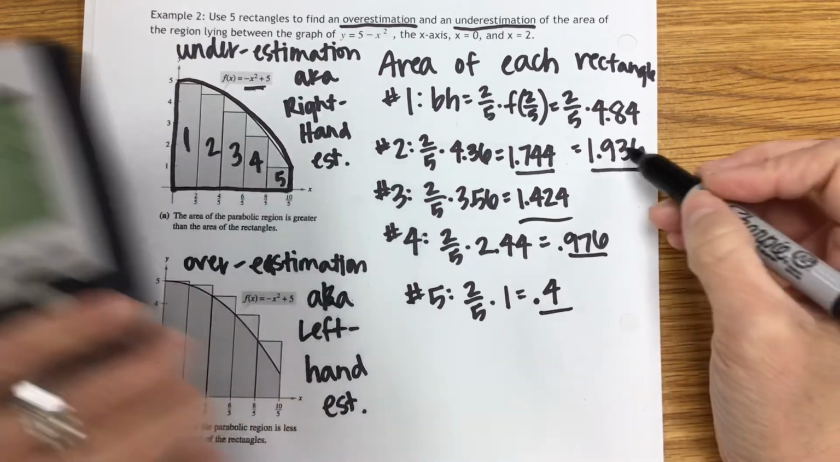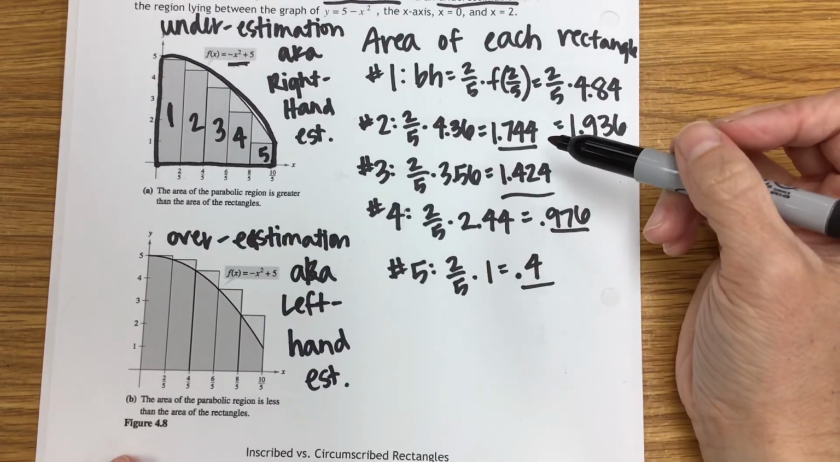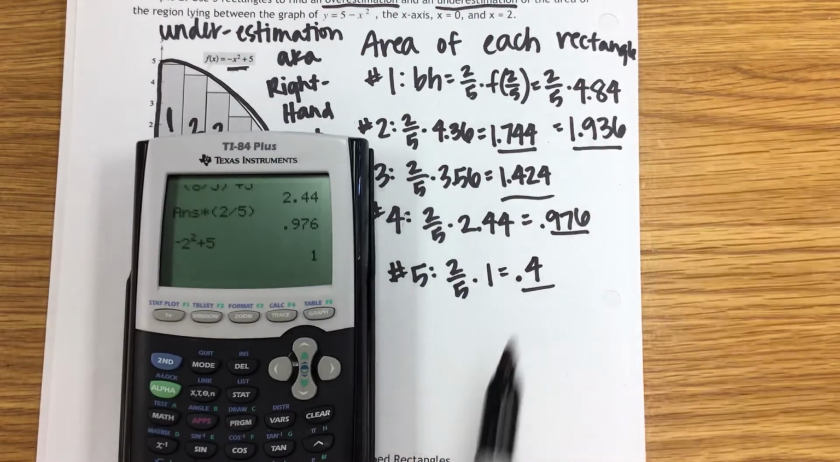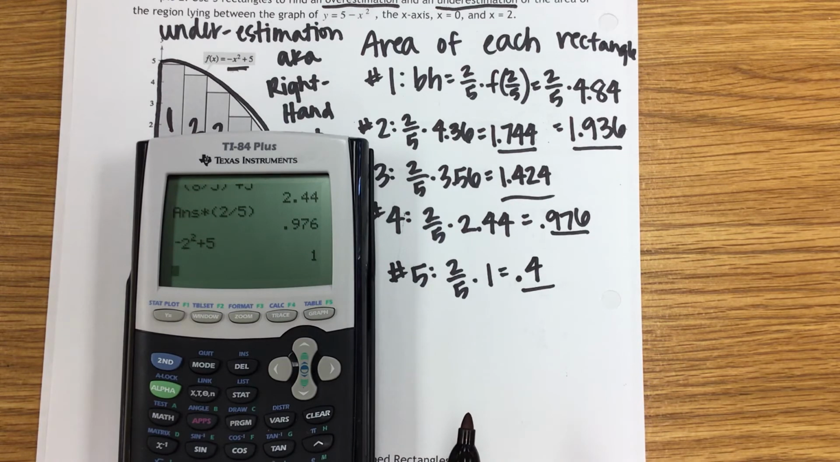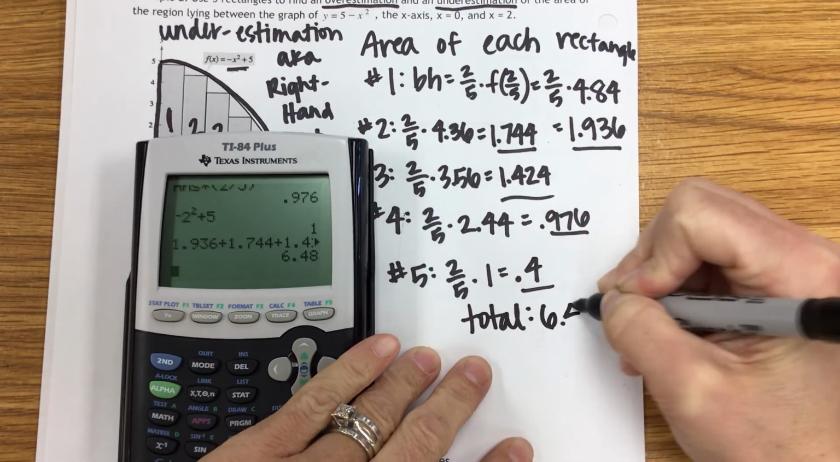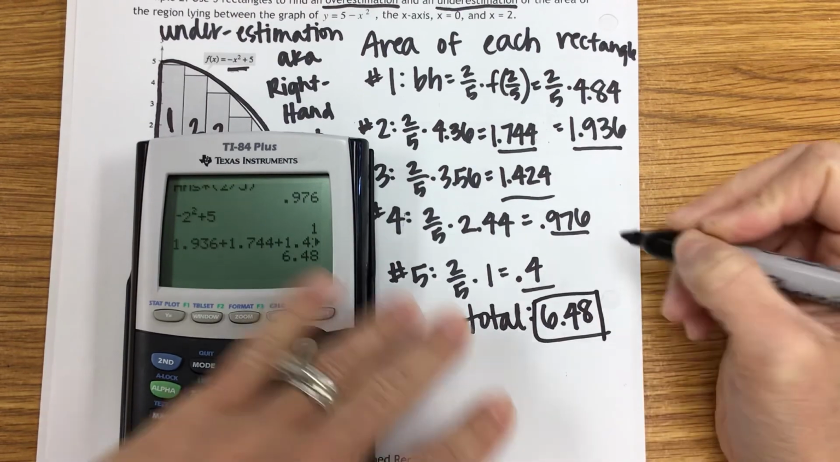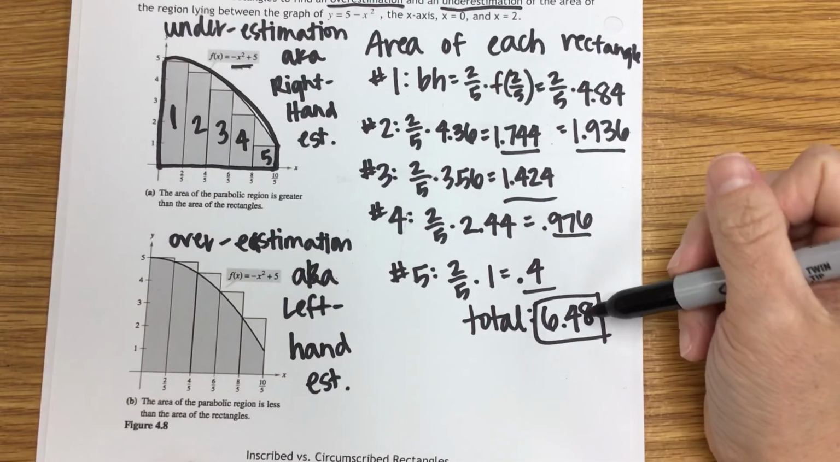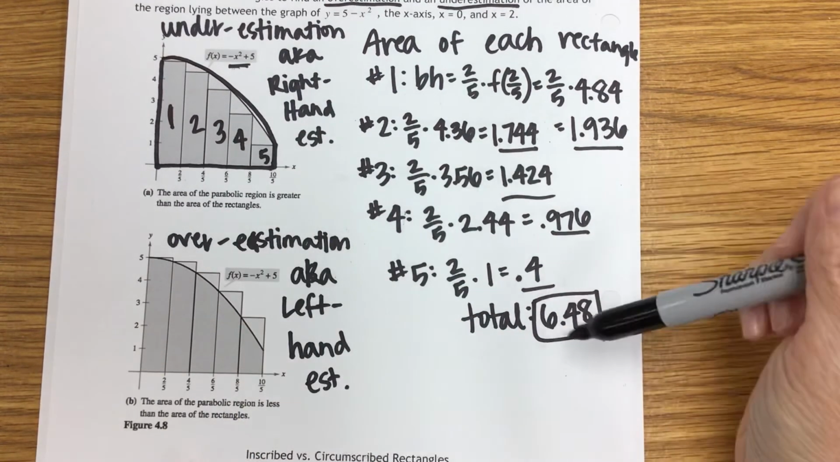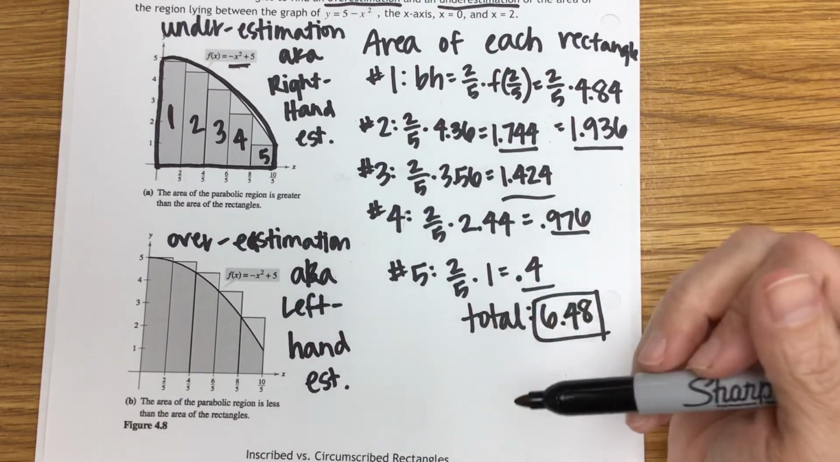All right, so I got 5 rectangle areas, and I'm going to add them all up. 1.936 plus 1.744 plus 1.424 plus 0.976 plus 0.4. So the total is 6.48. Now this was an area estimation. It was a little bit lower than the real area that I'm looking for, but that was my best underestimation using rectangles.